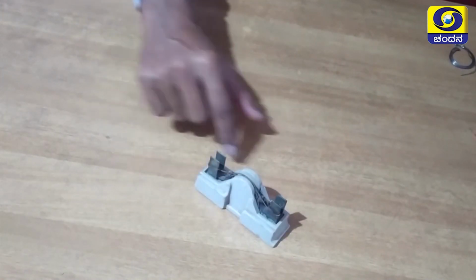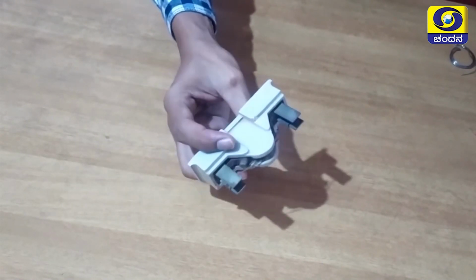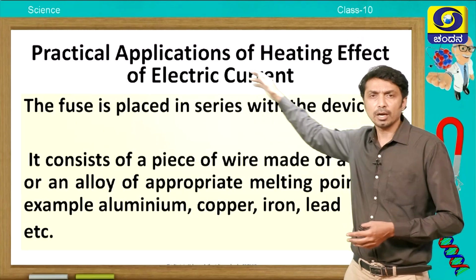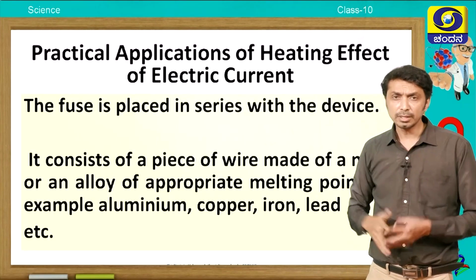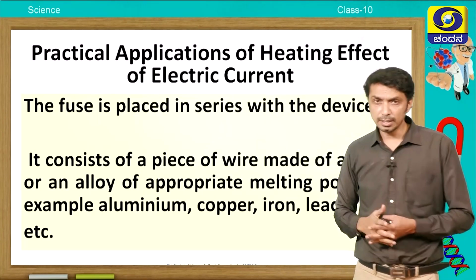The fuse is covered by porcelain. Why do we need this? So, this porcelain acts as an insulator. The fuse will avoid the flow of electrical current to the device. So, remember, the fuse is always connected in series.